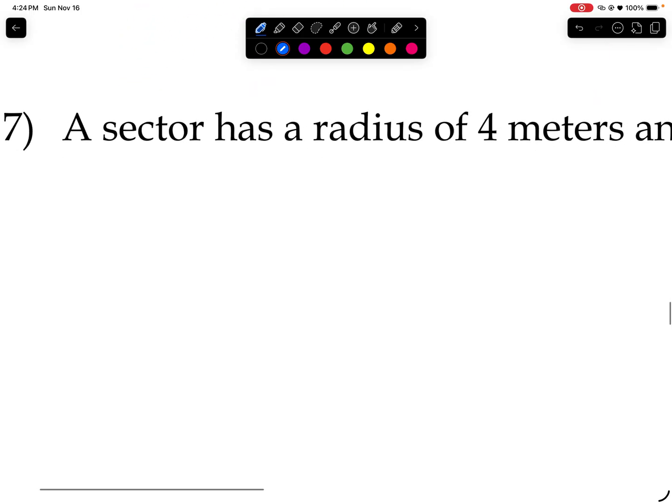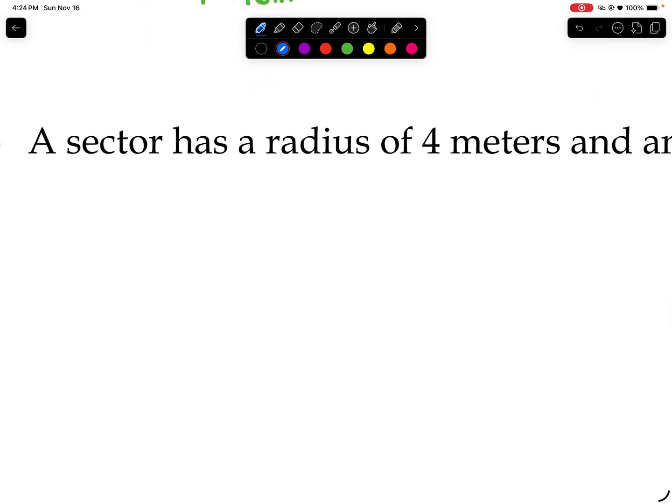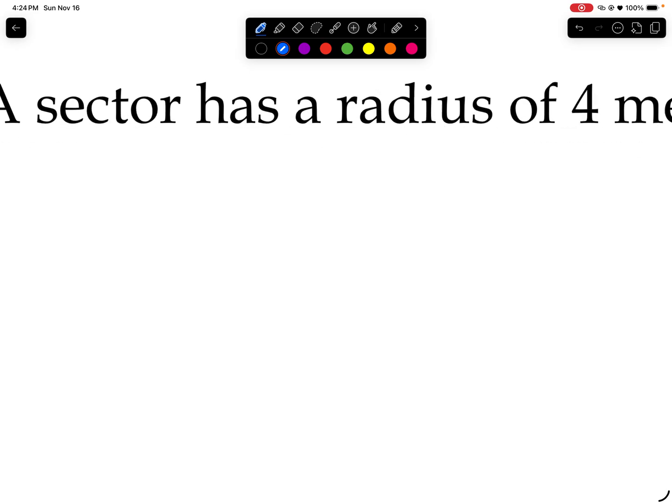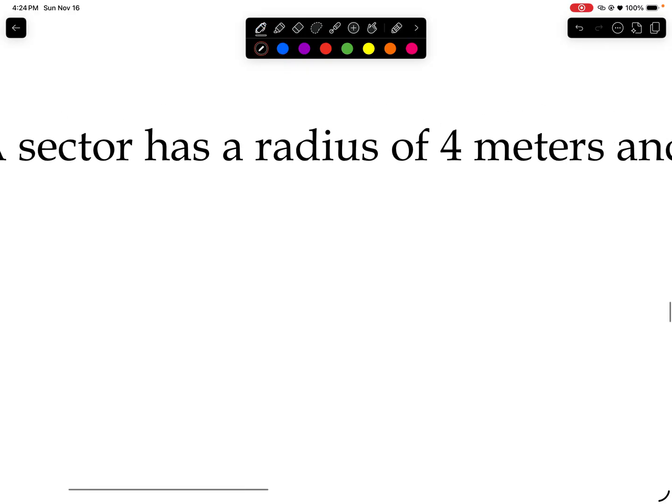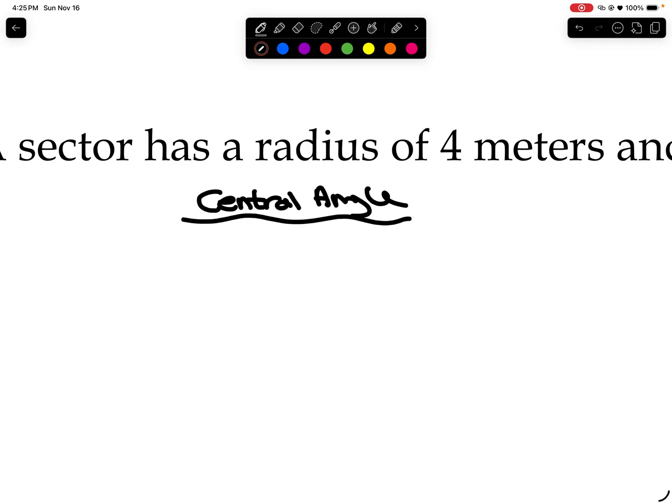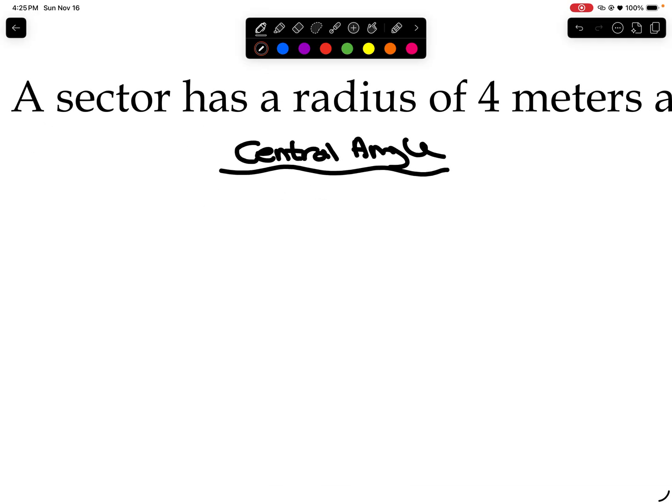So let's see, let's start with, well, we need to find the central angle in order to find the arc length. So that tells me I need to find the central angle first. So central angle. Okay, so to find the central angle, we're going to use the area of the sector. So the area is equal to 1/2 theta r squared.